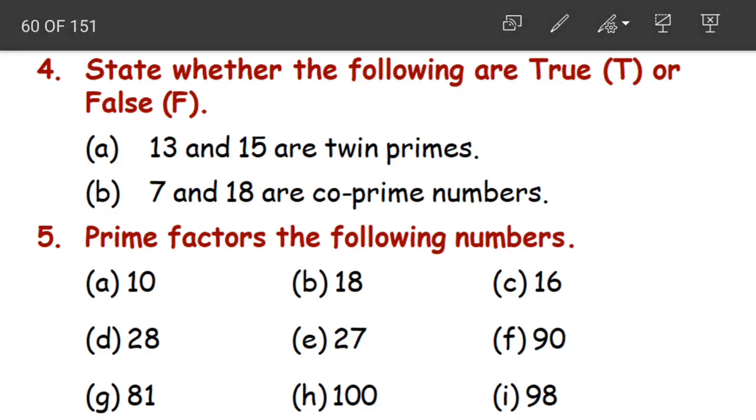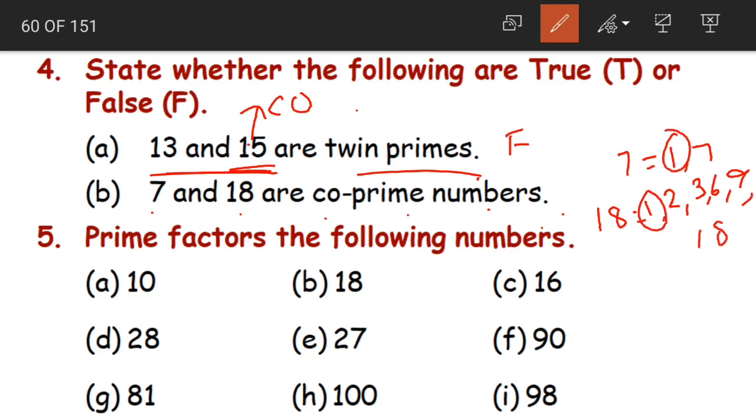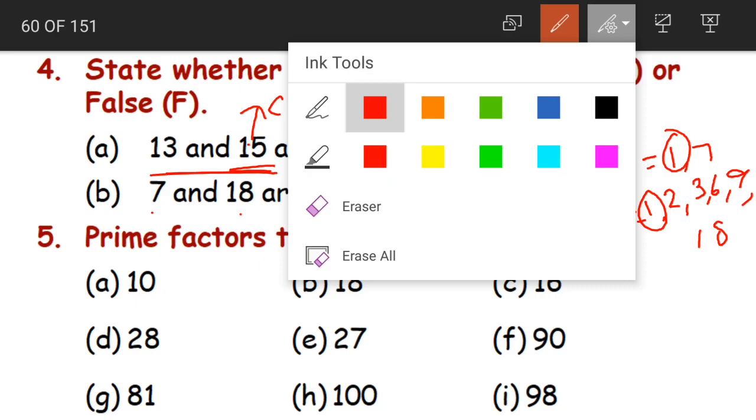13 and 15 are twin primes. Now first of all, children, 15 is a composite number. For twin primes, both the numbers should be prime numbers. So it's false. Next, 7 and 18 are co-prime numbers. Now the factors of 7 are 1 and 7. The factors of 18 are 1, 2, 3, 6, 9 and 18. Only 1 is their common factor. So yes, 7 and 18 are co-prime numbers.